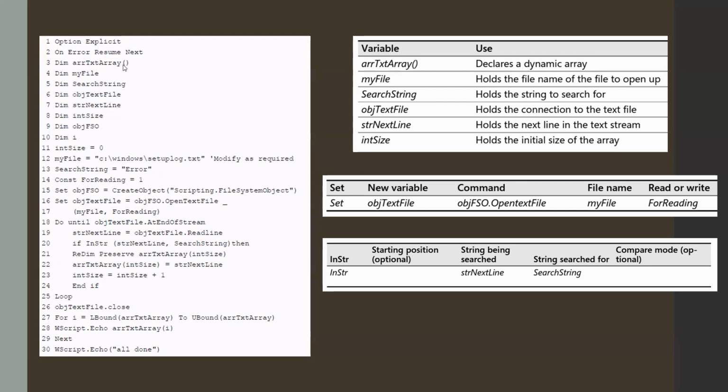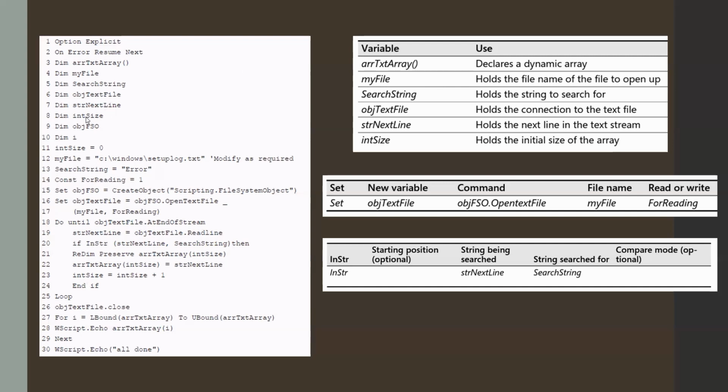dynamic array. Notice there's nothing in the parentheses. Therefore, it creates a dynamic array, which means it'll grow as it needs to. Here we've got my file, which is going to be the file name, the search string, which is going to hold a string of what we're looking for. Our object text file is your connection to the text file, and your string next line is the lines being read in from that text file.